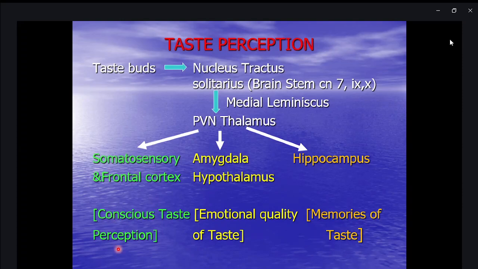The somatosensory cortex is for the perception of the taste. Whether it is bitter, sweet, sour, or umami, that perception is at the somatosensory cortex. If it is very bitter, you react. That is at the level of the amygdala. And then, if you are tasting it for the first time, that is then stored as a memory. That one is by the hippocampus. So that is about our general sensation.